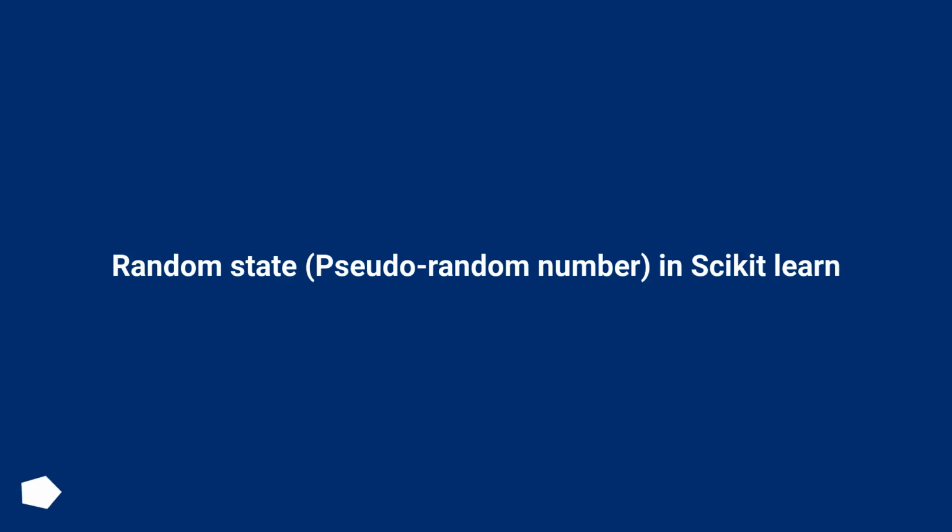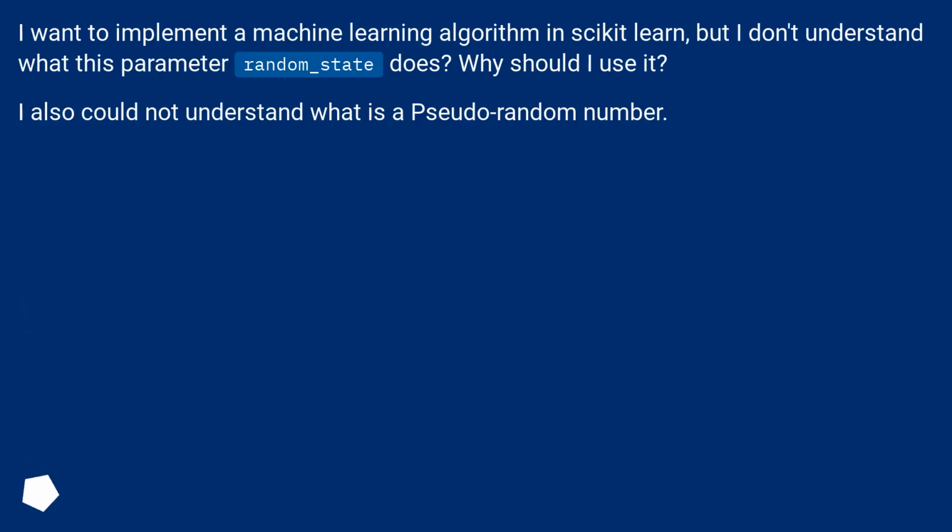Random state, pseudo-random number, in scikit-learn. I want to implement a machine learning algorithm in scikit-learn, but I don't understand what this parameter random_state does. Why should I use it? I also could not understand what is a pseudo-random number.